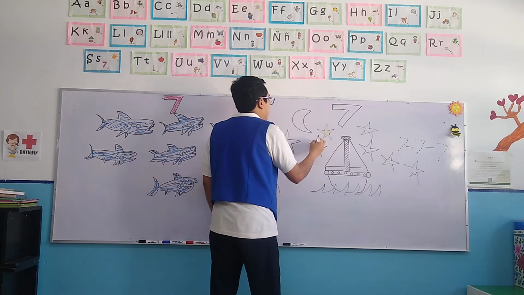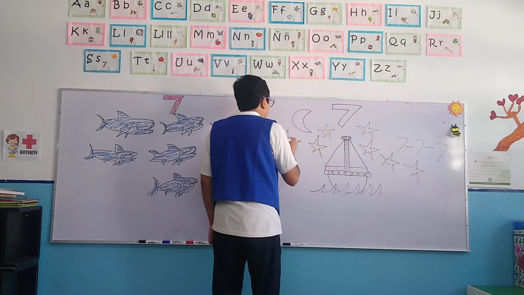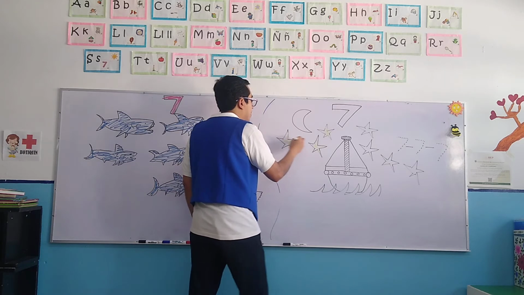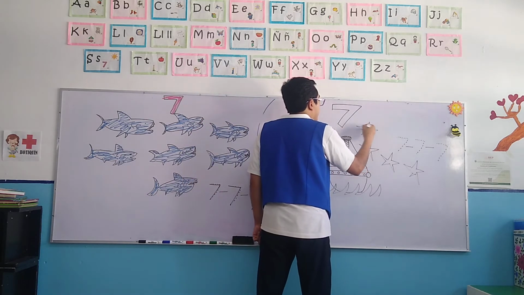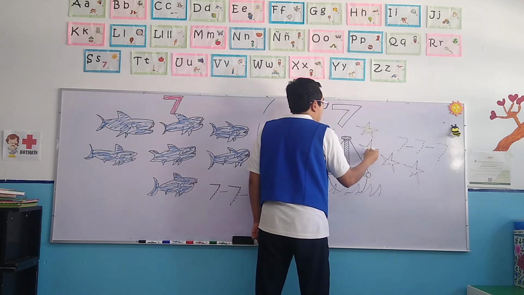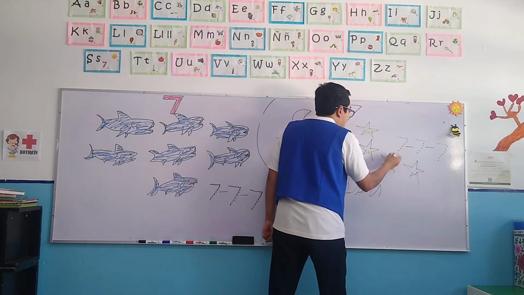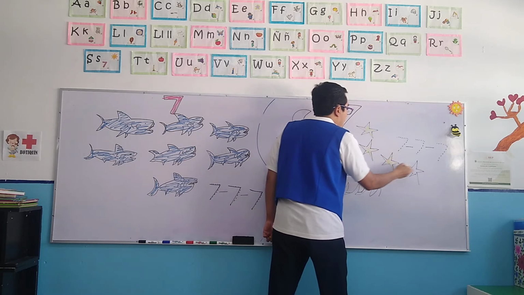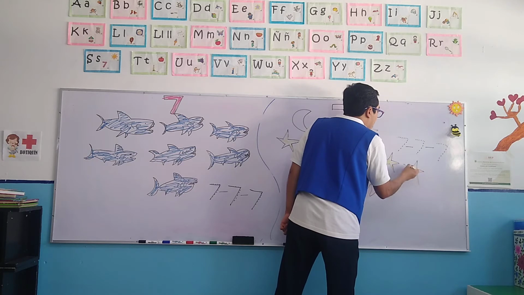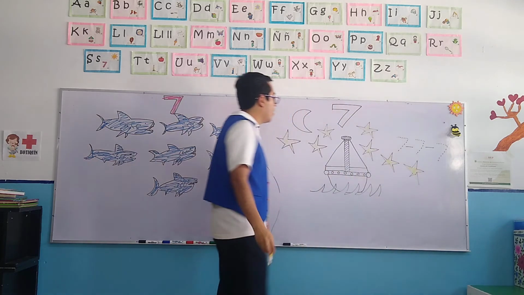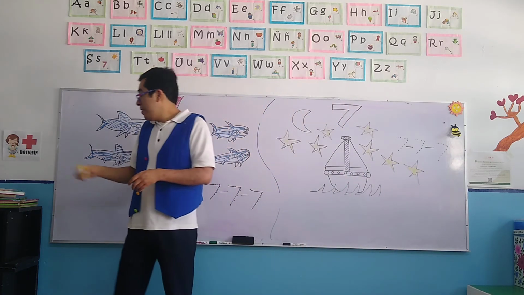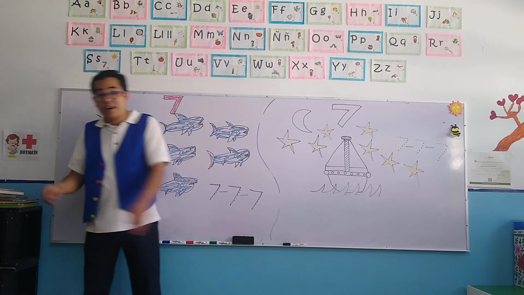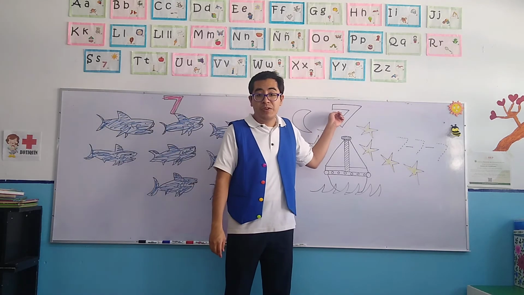Stars. Stars are color yellow. Stars. Stars are color yellow. Very good. Now that we have finished the stars, let's continue with the number 7.